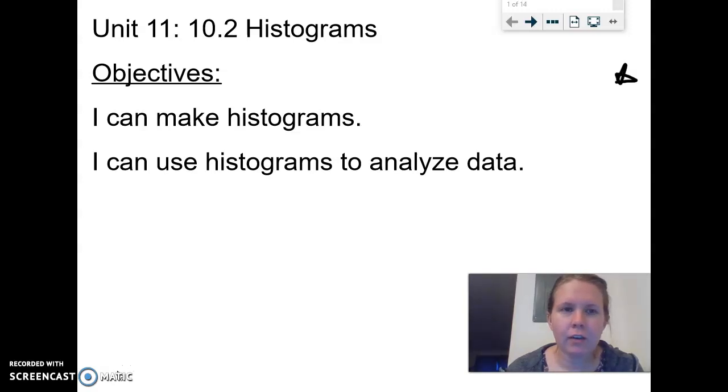We are moving into Unit 11, which is all about ways we can represent data. We took a look at data in the last unit, Unit 10, and how we use these different measurements. In this unit, we're going to talk about how we can represent data using different kinds of charts and graphs, different ways to show those. So we're going to talk about histograms today.